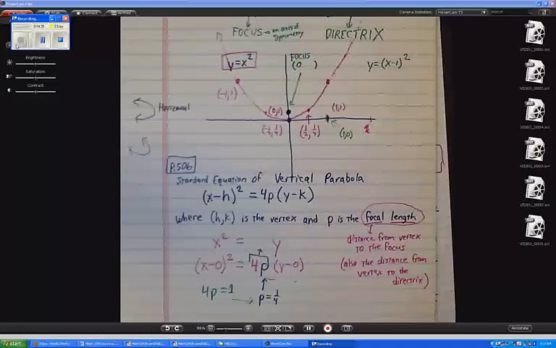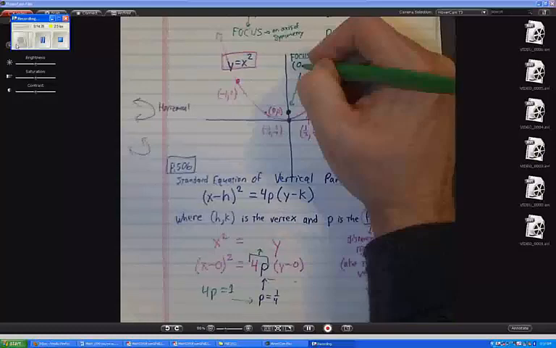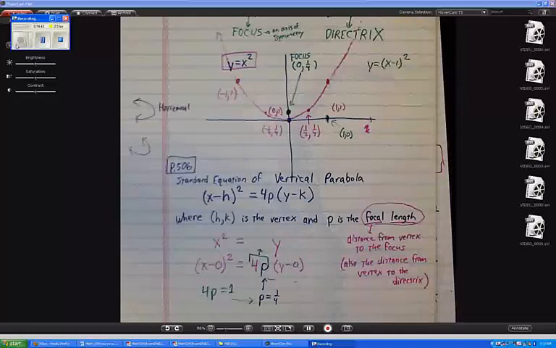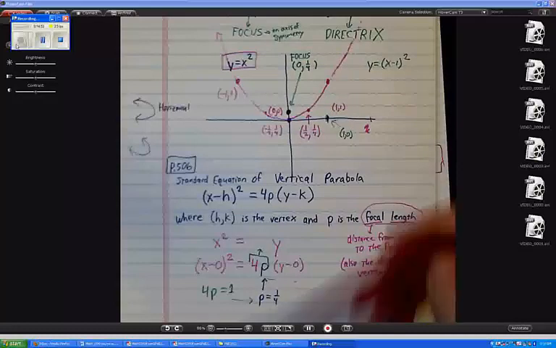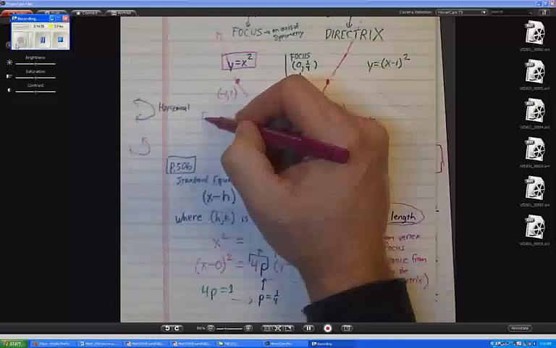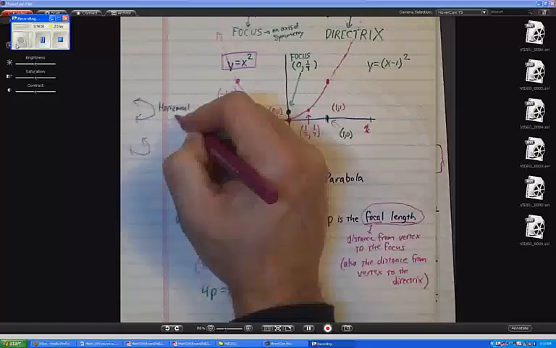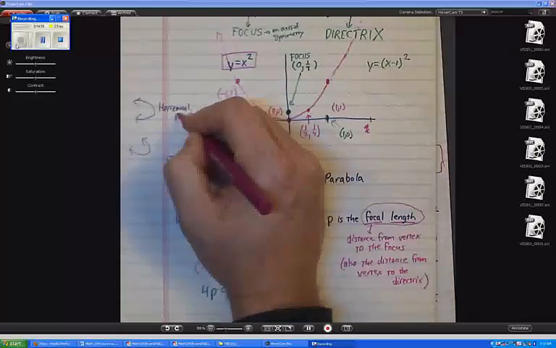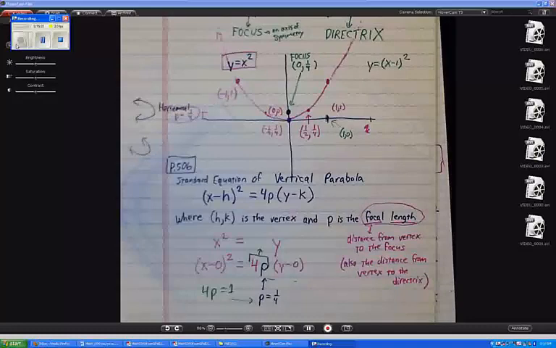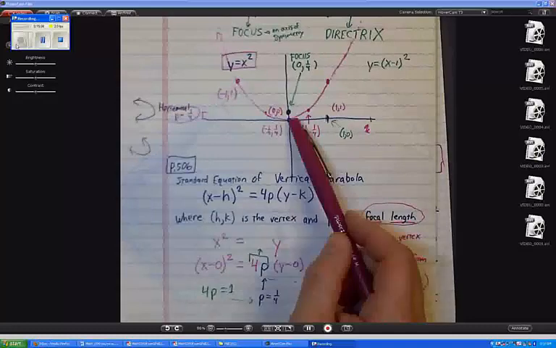Well, what I'm going to tell you is that it's the point 0, 1/4. Why is it 0, 1/4? Well, because this distance from here to here, that's p, and that's 1/4. We worked that out. The distance from the vertex to the focus.